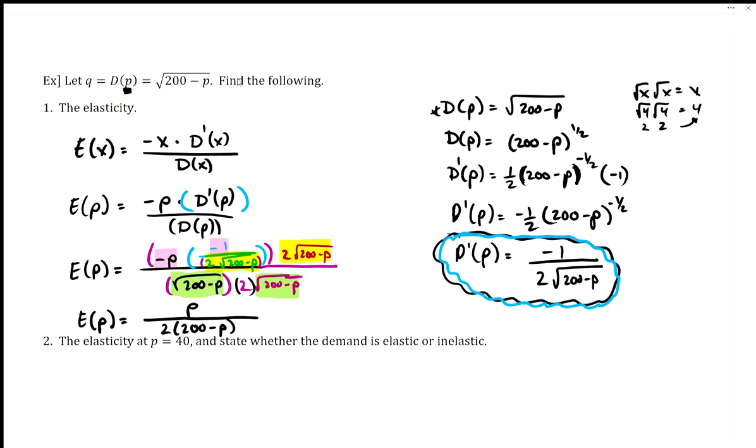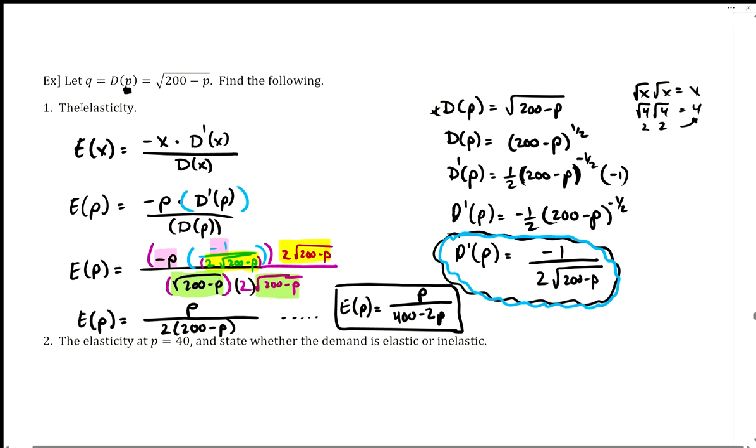Okay, and then that might be it. They might distribute the 2. So I'm going to put it right here. That might be fine, but for a final answer, let's say it's p over 400 minus 2p. I just distributed the 2 in the denominator. So there's our elasticity function, elasticity of demand. They often abbreviate it as just elasticity.